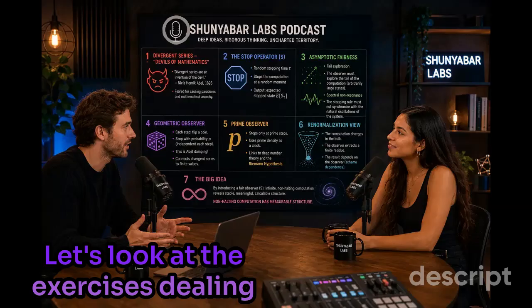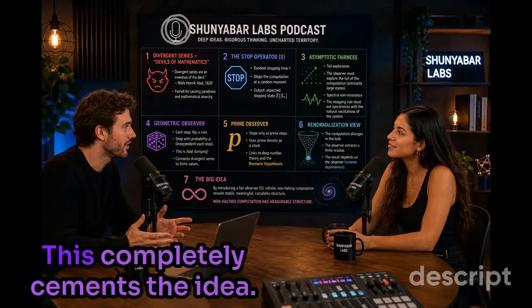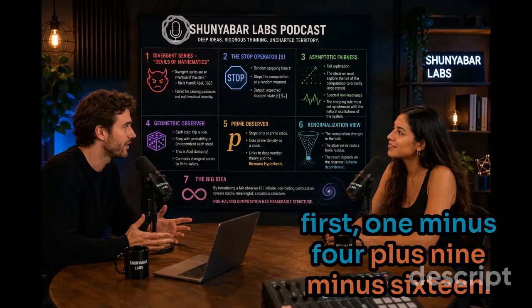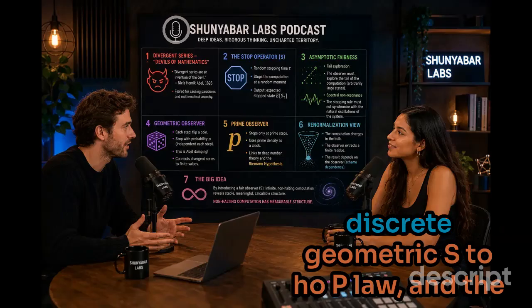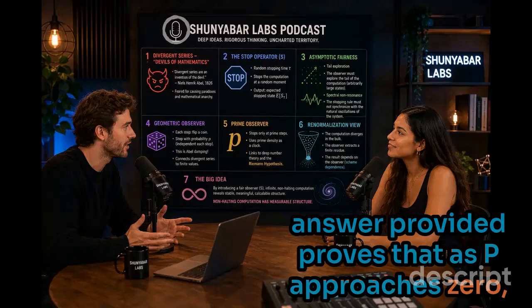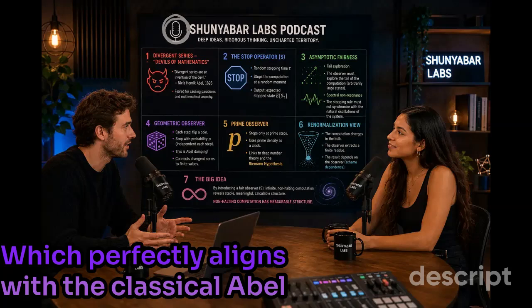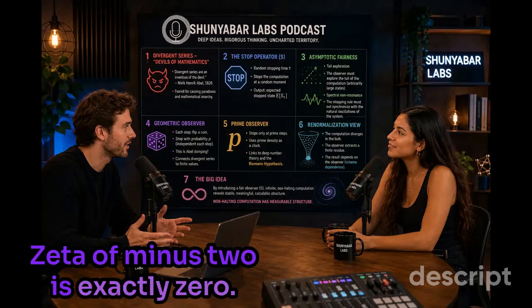Yes, let's look at the exercises dealing with quadratic paths, the sum of squares. This completely cements the idea. Let's look at the alternating quadratic path first. 1 minus 4 plus 9 minus 16. The text asks for the expectation under the discrete geometric S-to-Ho P law, and the answer provided proves that as P approaches 0, the expectation collapses perfectly to 0. Which perfectly aligns with the classical Abel sum for an alternating quadratic series. Theta of -2 is exactly 0.